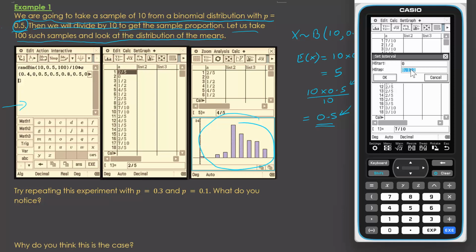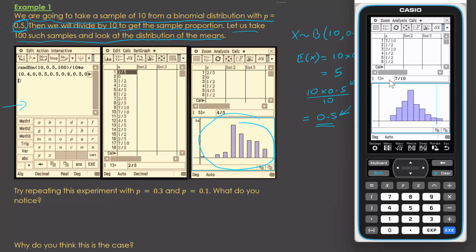And let's make the step 0.1. Remember, for a proportion, it's going to be between 0 and 1. So we're going to do this with 10 bars. And this is what it looks like. And in this case, we can see the highest peak here somewhere around 0.5. And the shape is not bad for a normal. Better than the one I got before.